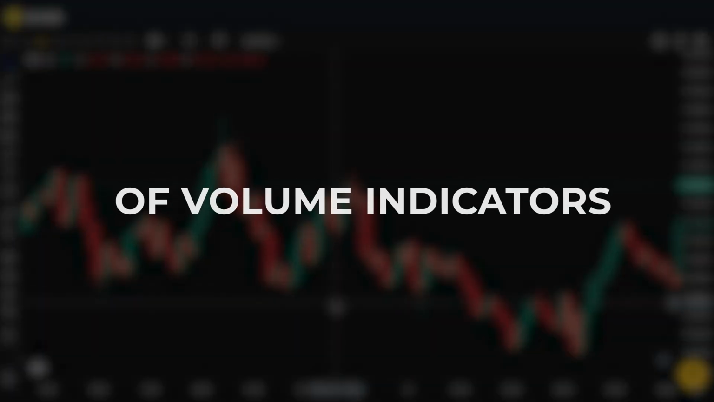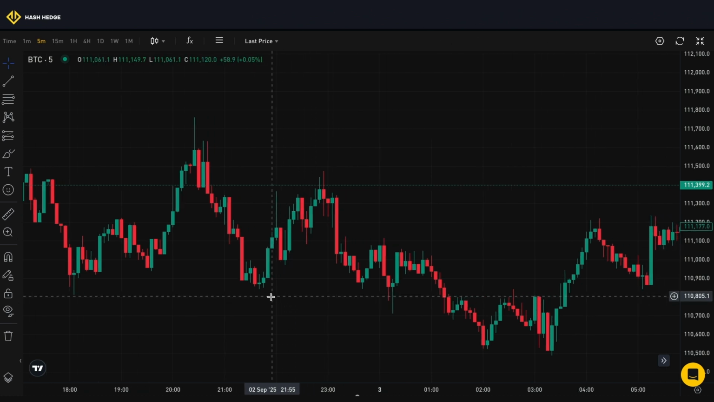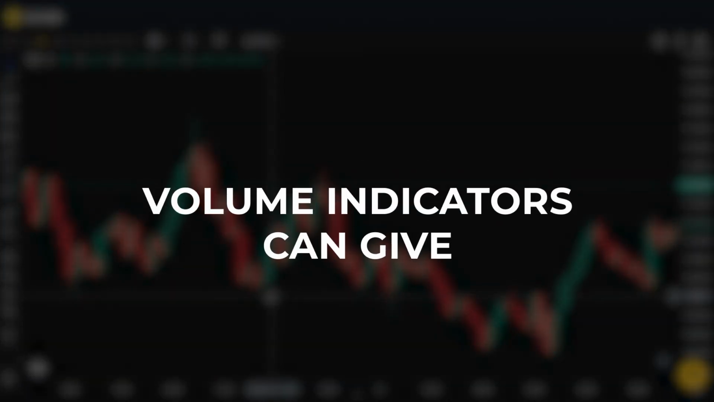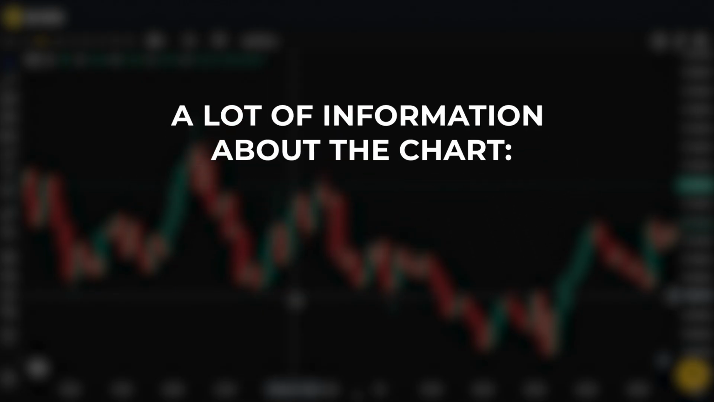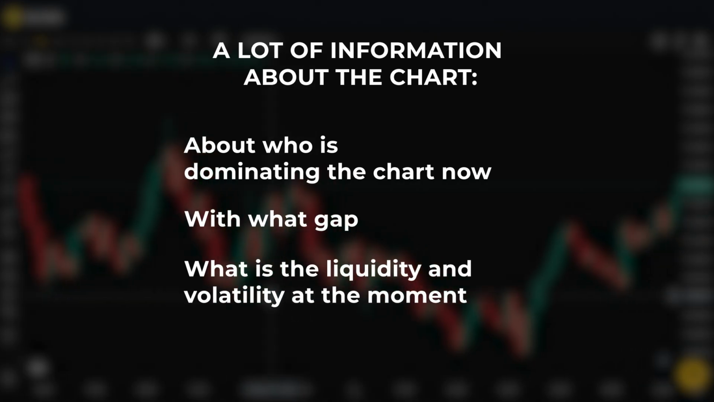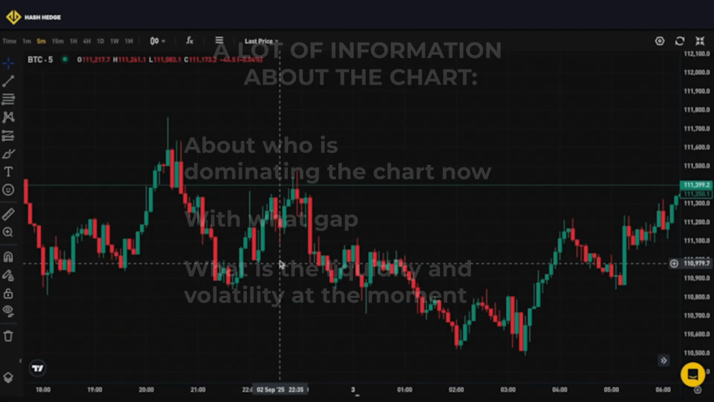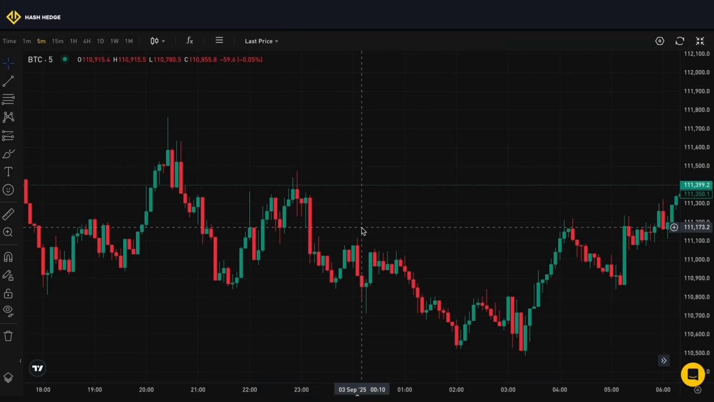But there is a third group of volume indicators. And this group has been very undeservedly neglected. But in fact, volume indicators can give a lot of information about the chart, about who is dominating the chart now, sellers or buyers, with what gap, what the liquidity and volatility are at the moment. Professional traders often use volume indicators with all strategies to get additional information about the market.